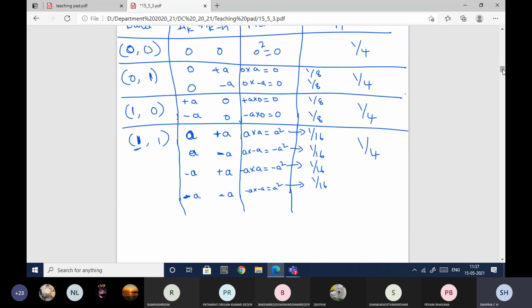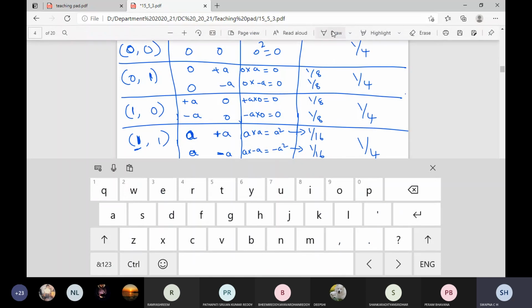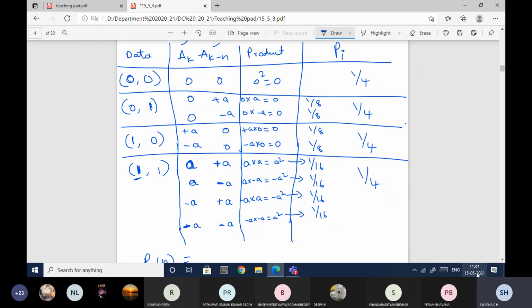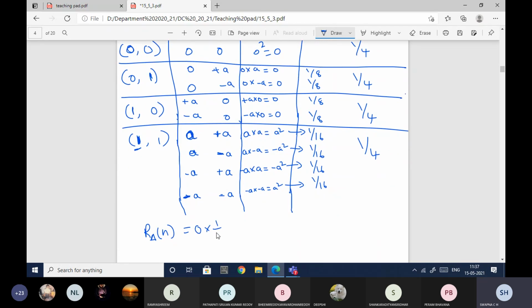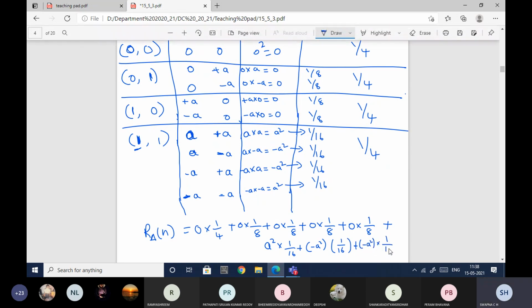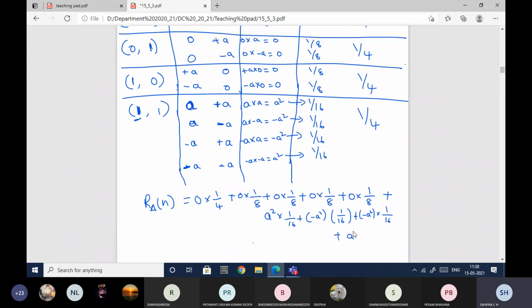Okay, so let us write the area of n. Area of n will be equal to the product is 0, 0 into 1 by 4, plus 0 into 1 by 8, plus again 0 into 1 by 8, plus again 0 into 1 by 8, plus 0 into 1 by 8, plus here a square into 1 by 16, plus minus a square into 1 by 16, plus minus a square into 1 by 16, plus a square into 1 by 16. How I'm writing this is clear to all of you, I think so.